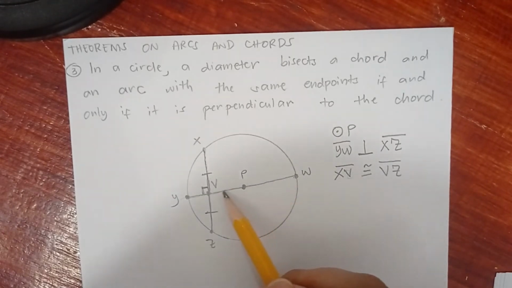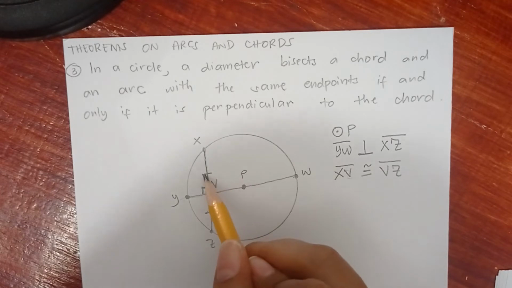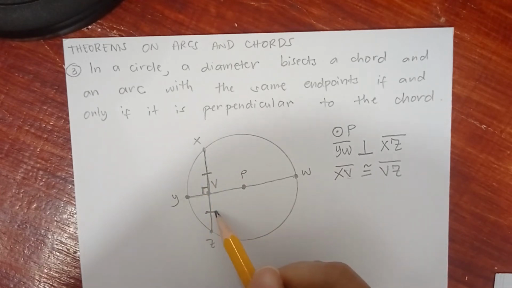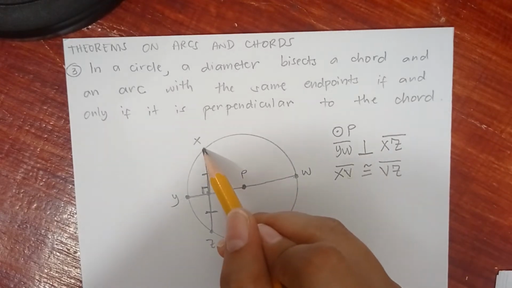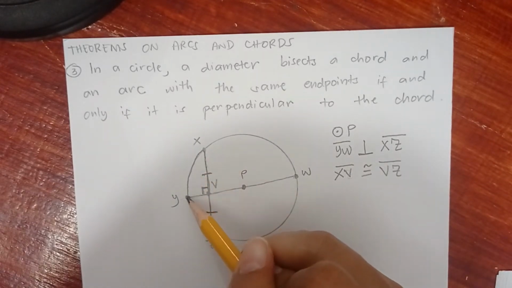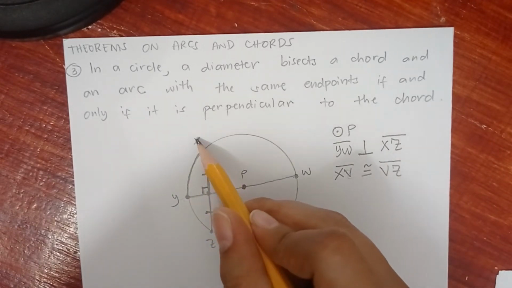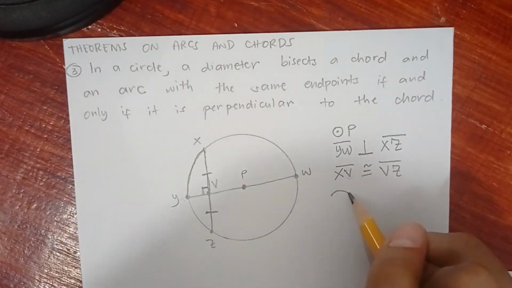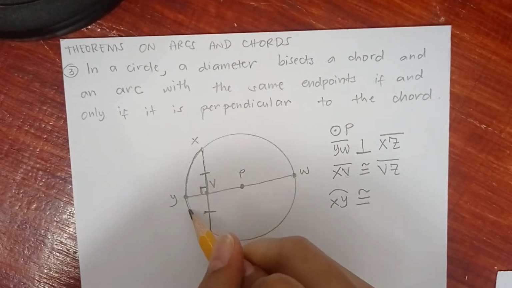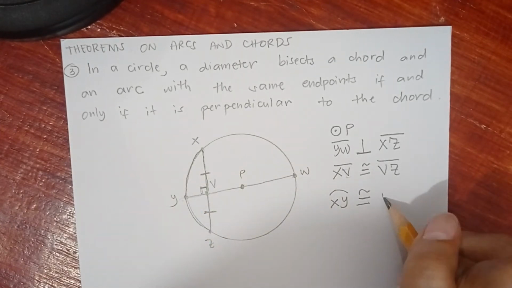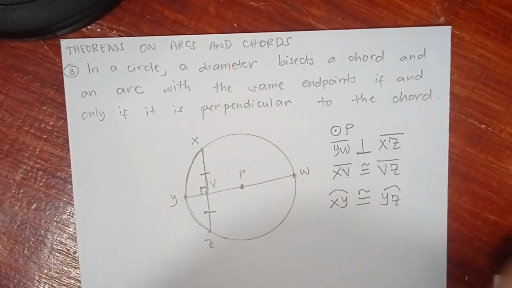So, kung itong diameter na to, hinati niya yung chord XZ into two equal parts. Therefore, syempre, yung nahating chord ay equal sa isa't isa. At, syempre, yung corresponding arc nila, which is arc XY, is congruent to arc YZ. Okay? So, yun yung sinasabi ng theorem natin.